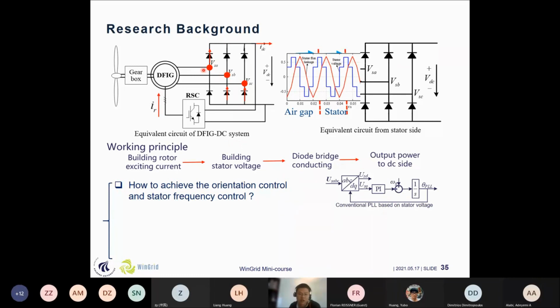Since without the stator side voltage, we can't use the conventional PLL, and we don't know the exact frequency of the stator side.